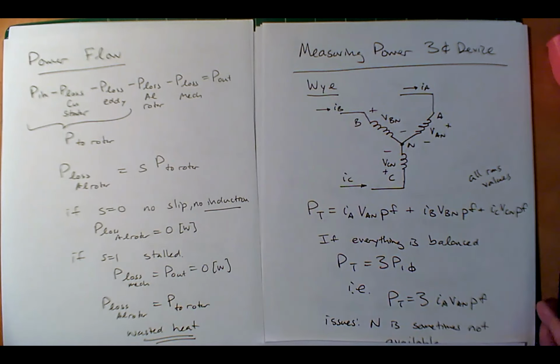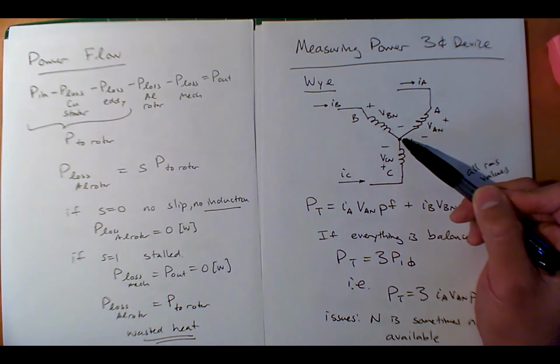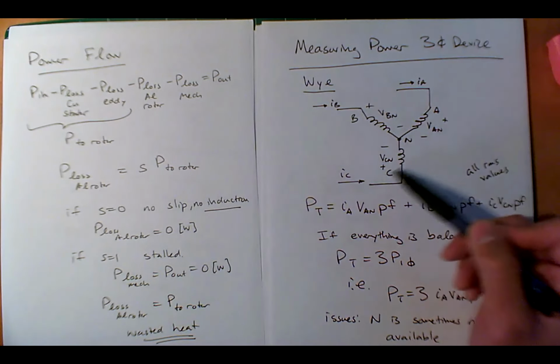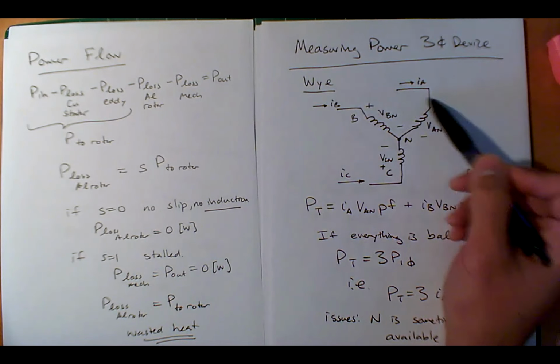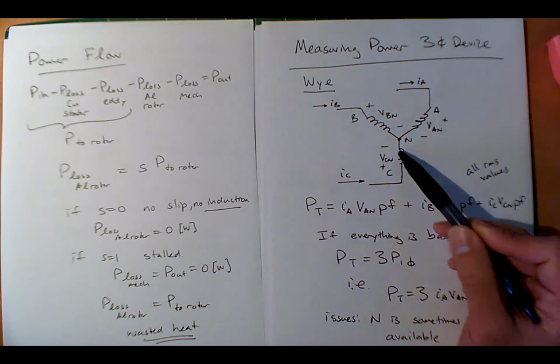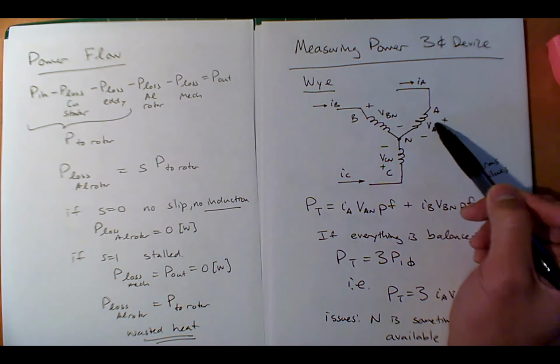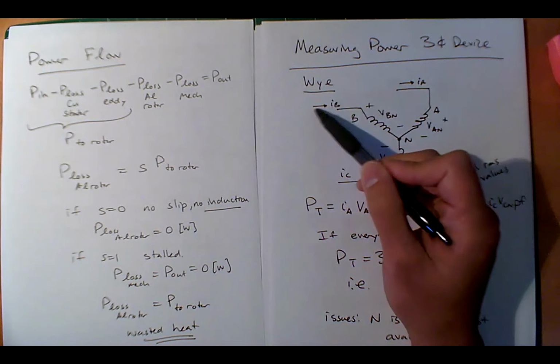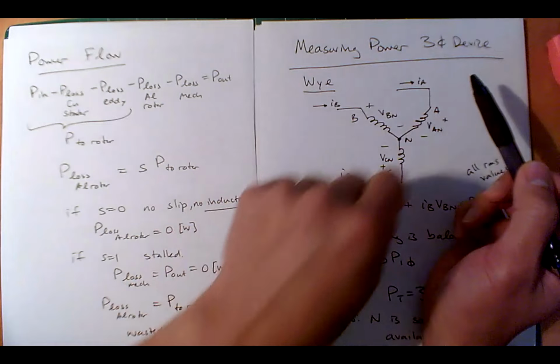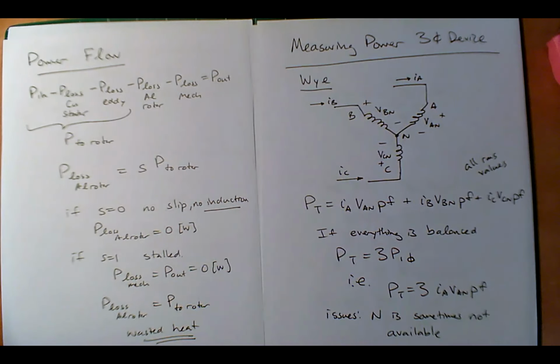Now, the issue with this is that sometimes this neutral is inaccessible. These are the stator coils, and this neutral could be buried inside the motor. You don't have access. That means you wouldn't be able to get these voltages. You could get these currents via a current clamp or something, right? But these voltages would be tricky.